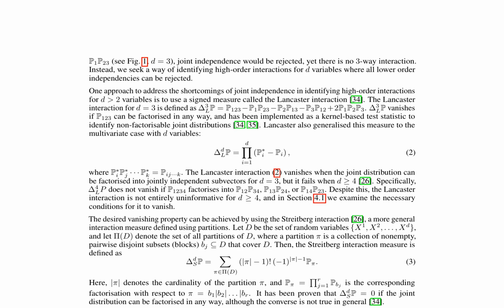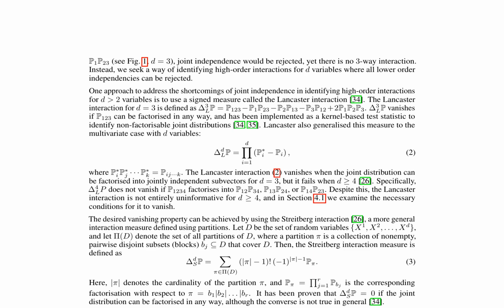The authors delve into the limitations of joint independence in identifying high-order interactions among multiple variables. They introduce the Lancaster interaction, a signed measure that can detect non-factorizable joint distributions for three variables. This measure is defined as Δ₃P = P₁₂₃ − P₁P₂₃ − P₂P₁₃ − P₃P₁₂ + 2P₁P₂P₃, which vanishes if the joint distribution can be factorized in any way. However, this measure fails to identify high-order interactions for four or more variables.